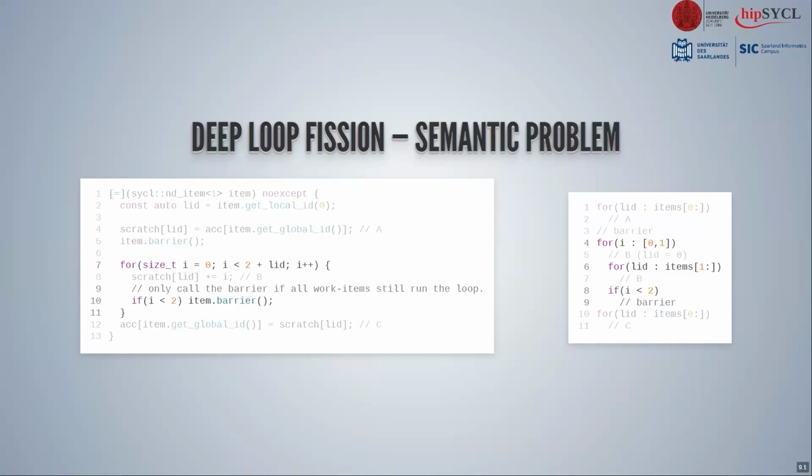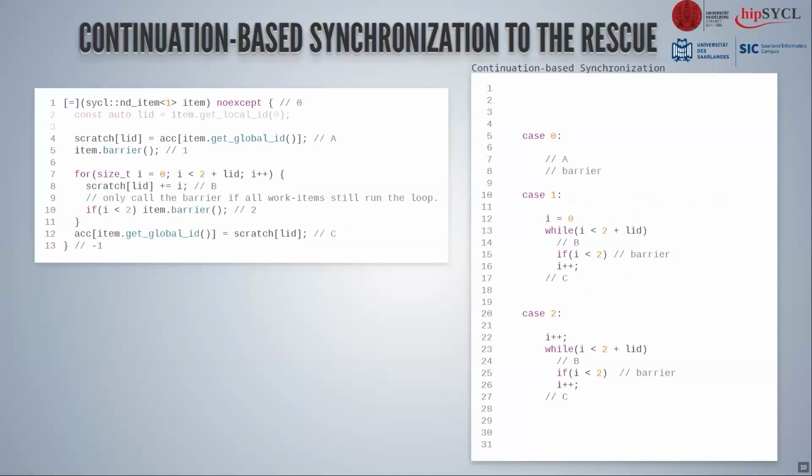But there's another approach that we can use to split the kernel at barriers, and that is called continuation-based synchronization. So again, we have the same kernel on the left side, and we will just go through how we construct the resulting code. What continuation-based synchronization does is give every barrier a unique ID. We define the entry of the kernel as a barrier as well. That is 0. Then we have barrier 1 and barrier 2 and the exit of the kernel.